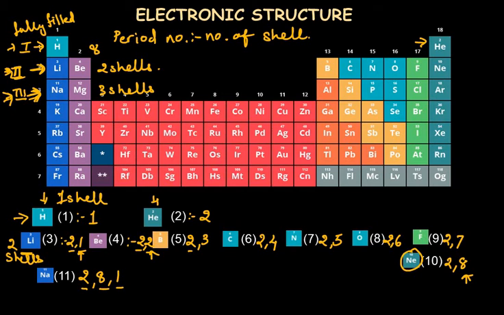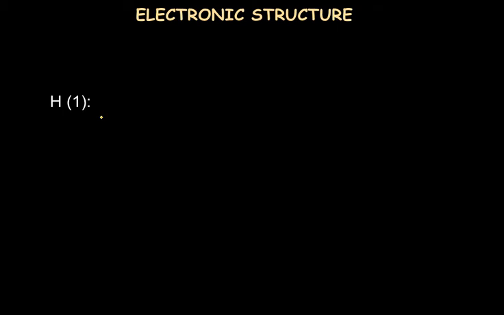The same thing applies to the next elements also, but let's see the electronic structure in diagrammatic form for each and every element. Let's start with hydrogen first. Hydrogen has 1 electron, and we have already seen that it has 1 electron in its first shell. So diagrammatically, the shell closer to the nucleus will have 1 electron. This is how the electrons are filled in hydrogen.